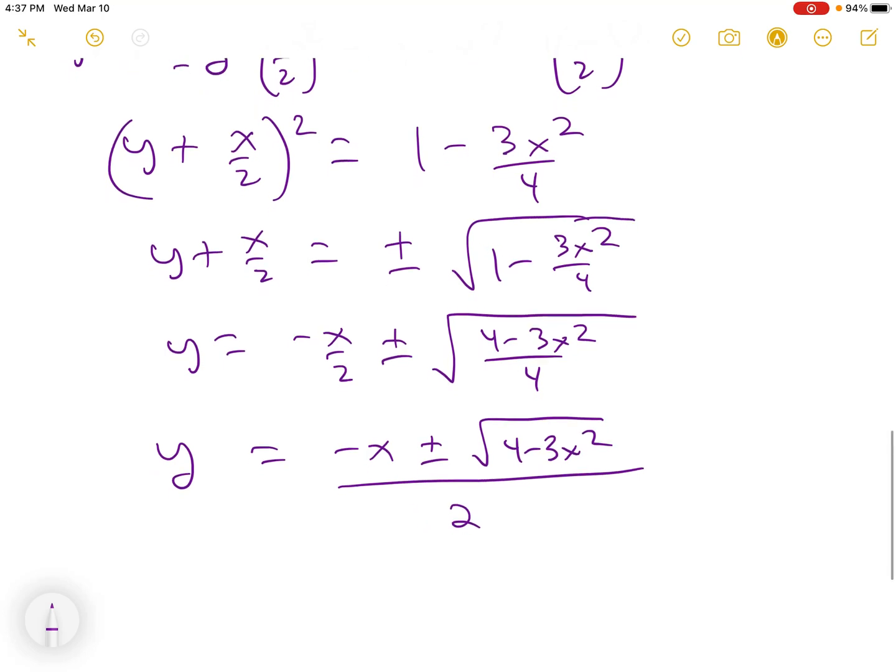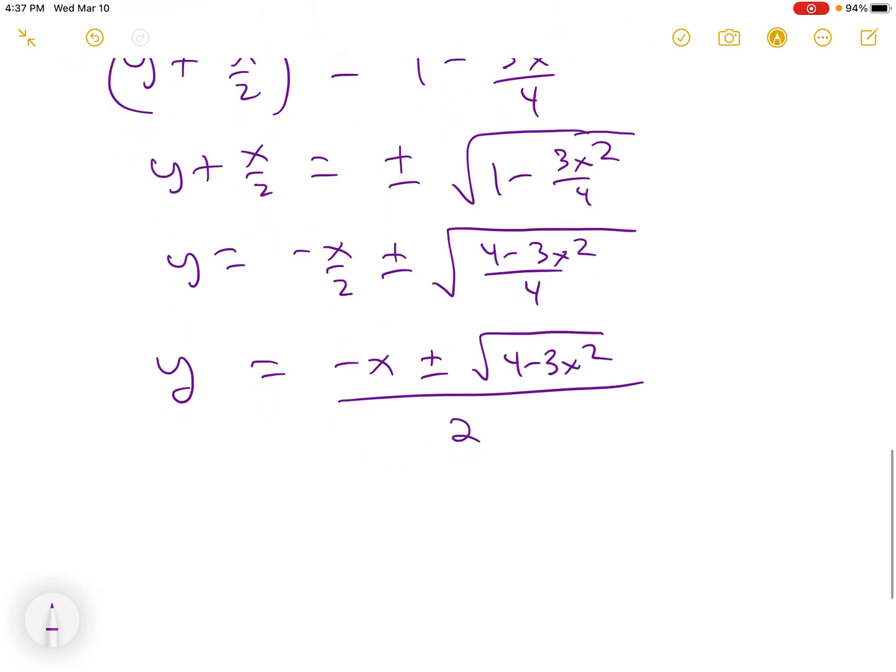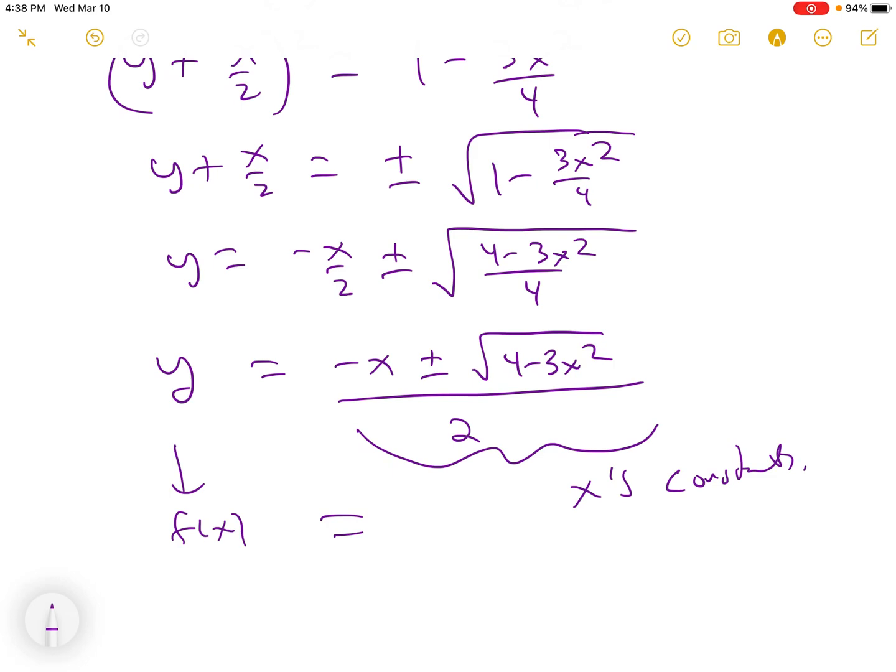So I have now done it. I have said, okay, now y is a function of x only, because all I have over here are x's and constants. Now, here's where I'm trying to sell you on this implicit differentiation before I've even shown it to you, right? I'm marketing. Okay.